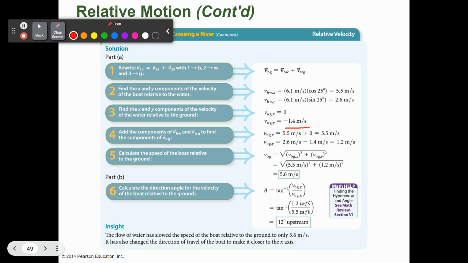So then all we're going to do is add our two x's together, which is 5.5 plus 0. We're going to add our two y's together, which is 2.6 plus negative 1.4. And then we're going to plug those into the Pythagorean theorem and solve for the velocity of the boat to the ground. To find the angle, we're going to do inverse tangent of the y component over the x component, which gives us 12 degrees. We know it's going upstream because this is a positive number.